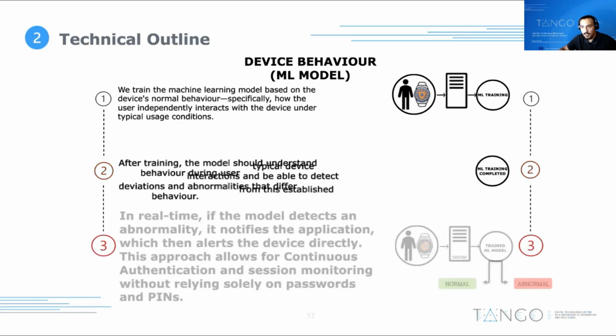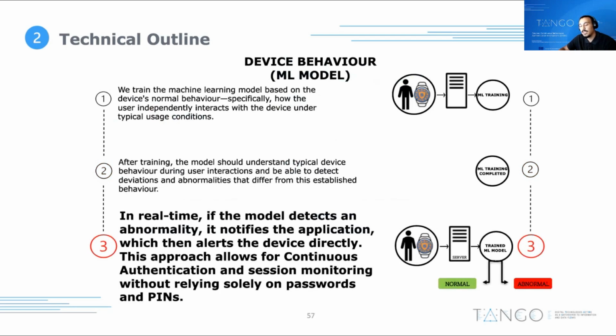Finally, in the evaluation phase, in real time, if the model detects an abnormality, it will notify the application, which then alerts the device directly. Let's consider, for example, rooted devices. A rooted device is the same device as stock, but we removed its firmware and flashed it back with our custom options and modifications in order to access everything on our device. So in this scenario, if an abnormality is detected in real time by our machine learning model, we can, for example, ask for the device PIN, or we can lock the device completely.